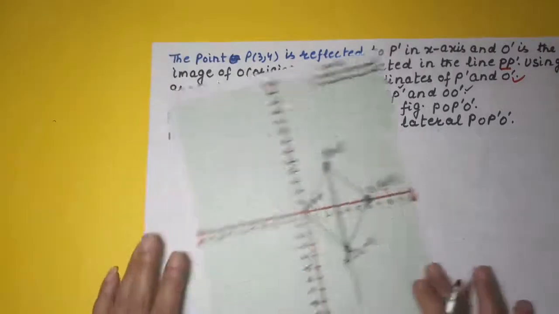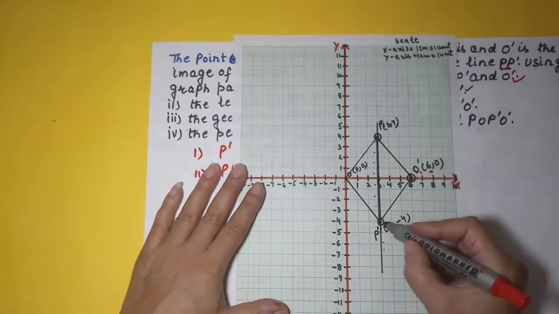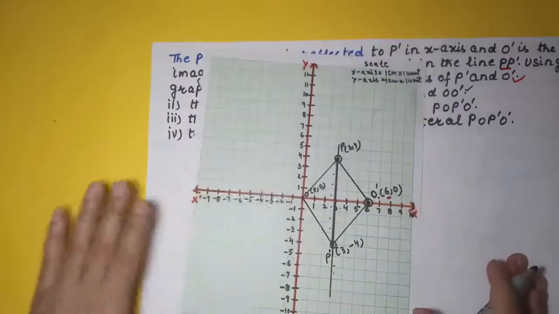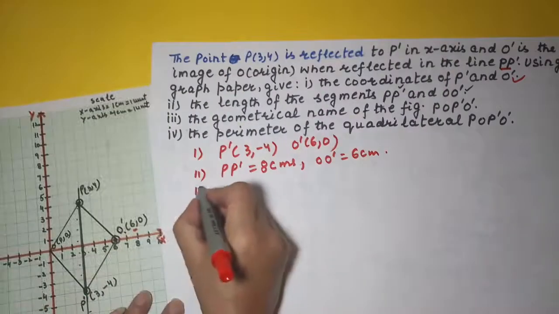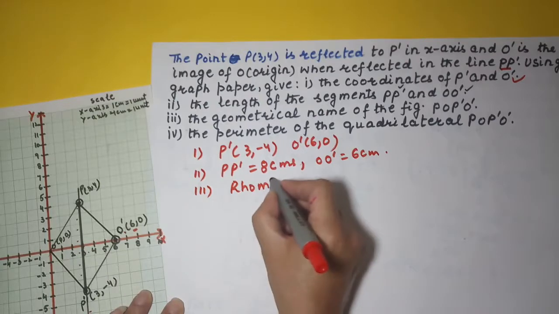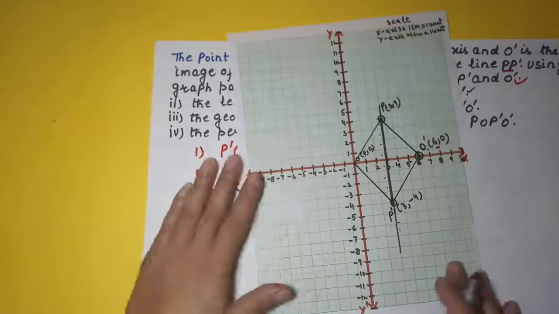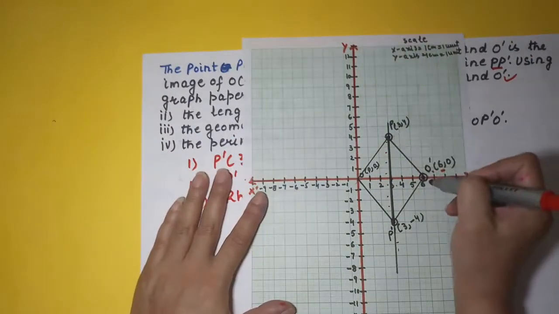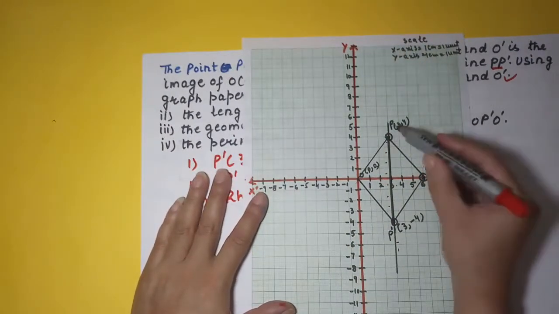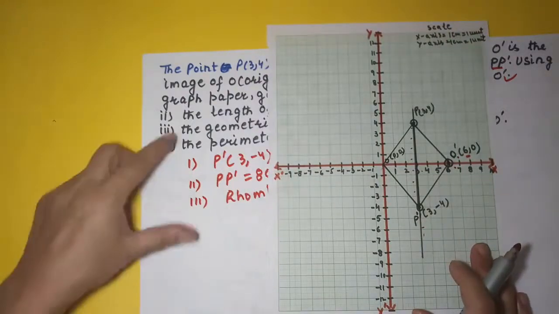Then the geometrical name of the figure P O P dash O dash. We said that it is a rhombus. So we will say, third part, this is a rhombus. Then the perimeter of this quadrilateral P O P dash O dash. Now how do we find the perimeter of this?